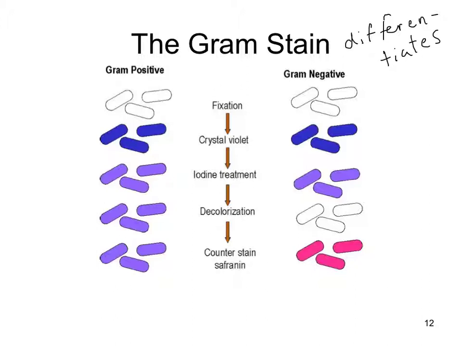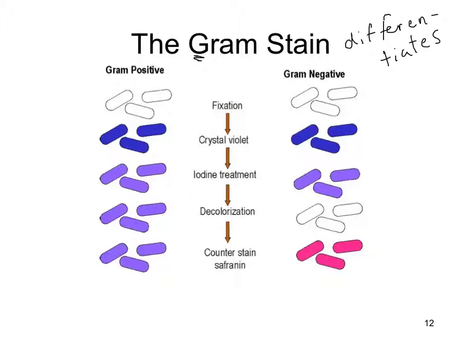So the Gram stain always has a capital G in it, because it's named after Christian Gram, a Danish microbiologist who invented this staining procedure, and it's something we're still using today, even though it actually originated in the 1800s. There's more on that in your lab handout.